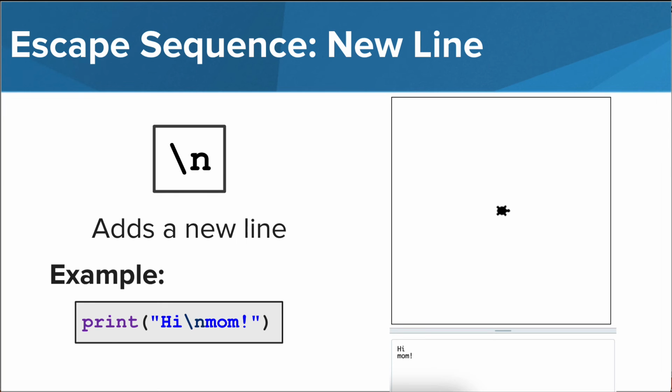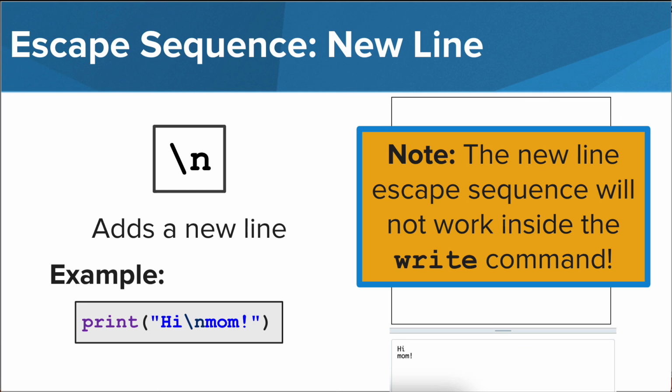Another escape sequence that can come in handy is new line. If we type a backslash followed by the letter N inside a string, it will go to the next line at that point and then continue printing the rest of the text. Note that the new line escape sequence must be inside the string, meaning inside the quotation marks, in order to work. Something important to know is that the new line escape sequence will only work in the print command, not in the write command. To add a second line of text with the write command, we need to move Tracy to a new location and then call the write command at that position.